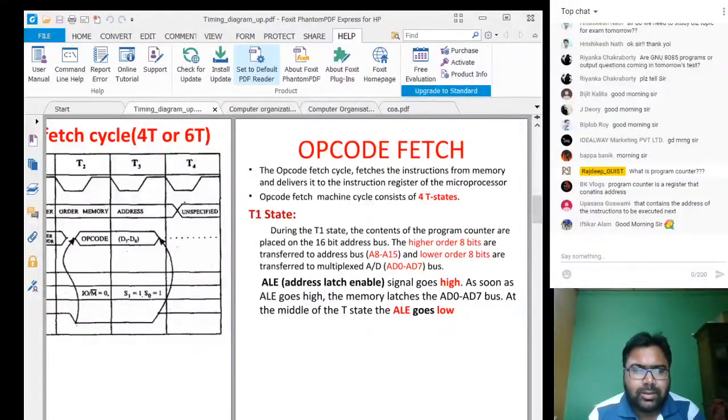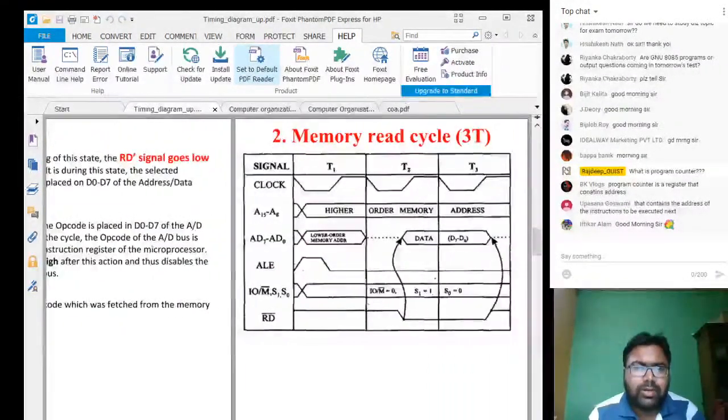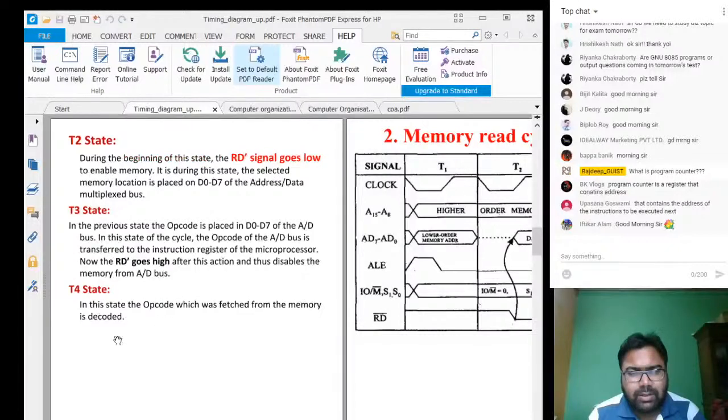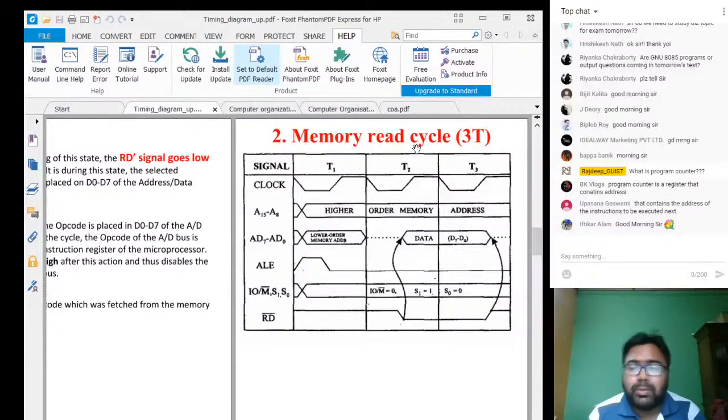So this opcode fetch cycle has been completed in 4 clock pulses, or 4 T states. Next comes the memory read cycle. This is for opcode fetch, and in T4 state it is being decoded now for execution. Next comes memory read. If you want to read something from memory, it is taken up in 3 clock cycles. In A8 to A15 you are storing the higher order memory address, and in AD0 to AD7 you are storing the lower order memory address.